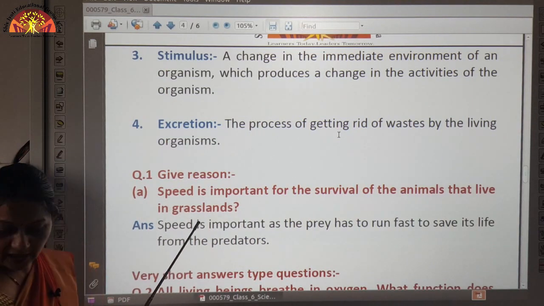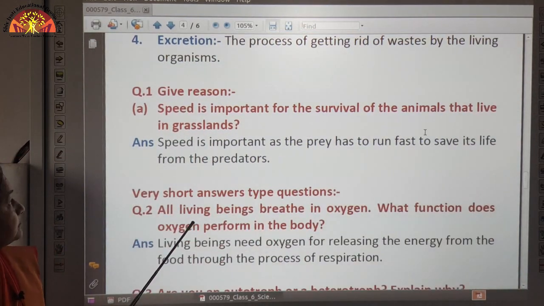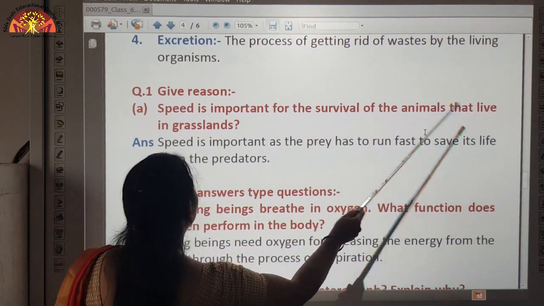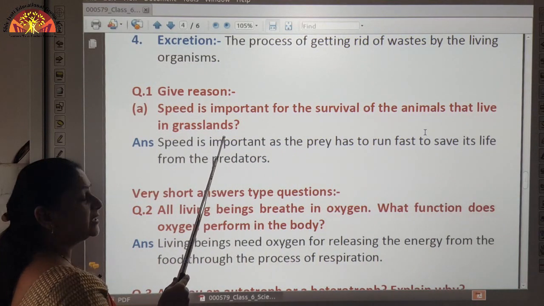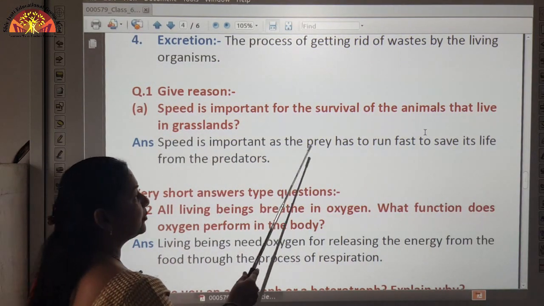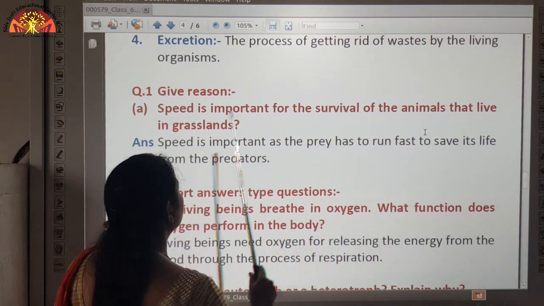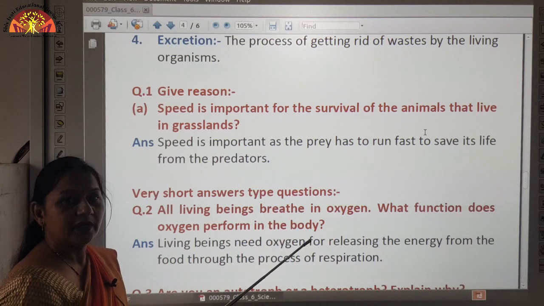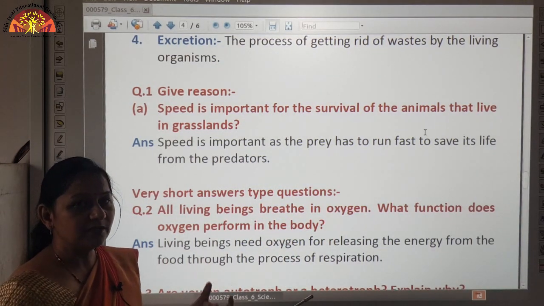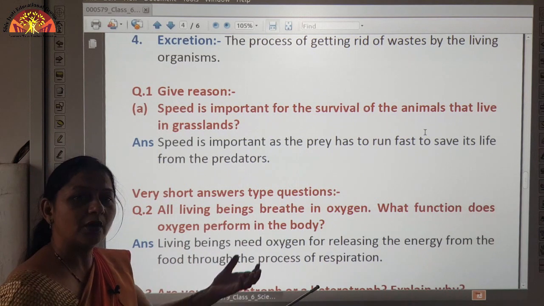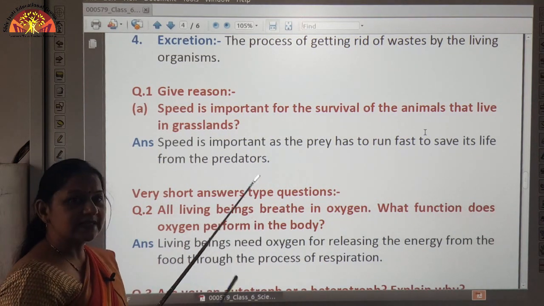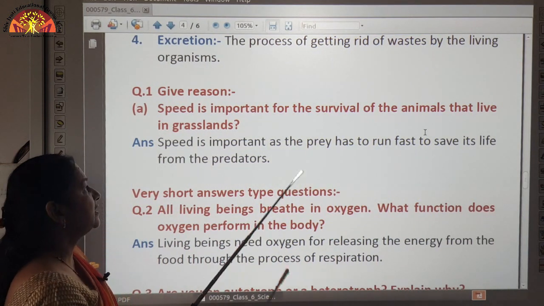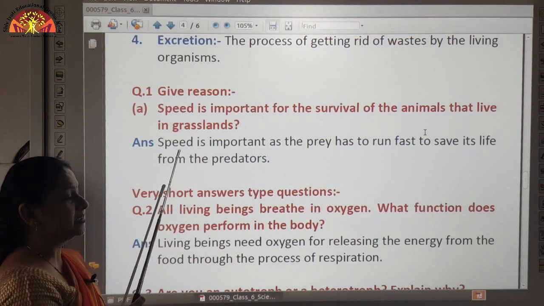Next question we have, give reasons. First one: speed is important for the survival of the animals that live in grasslands. It means speed is important as the prey has to run fast to save its life from the predators. Predators are after the prey, meaning the smaller animals that they want to eat. So, to escape from them and save their lives, the prey need to have good speed.